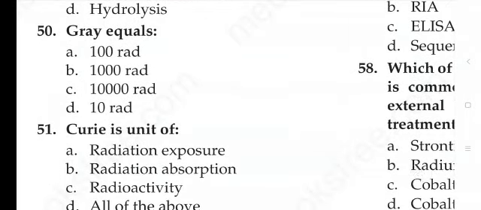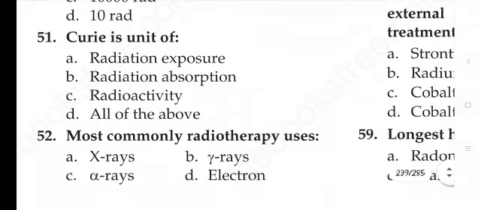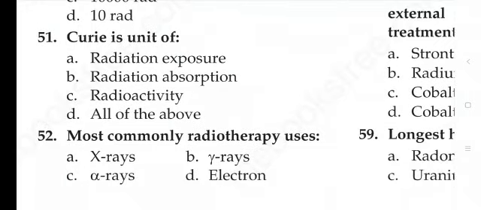Next question is gray equals option A 100 RAD, option B 1000 RAD, option C 10,000 RAD, and option D is 10 RAD. The answer of this question is 100 RAD, that is option A. Next question, Curie is unit of. Options are radiation exposure, that is option A, option B is radiation absorption, option C radioactivity, and option D is all of the above. The answer of this question is option C, that is radioactivity.